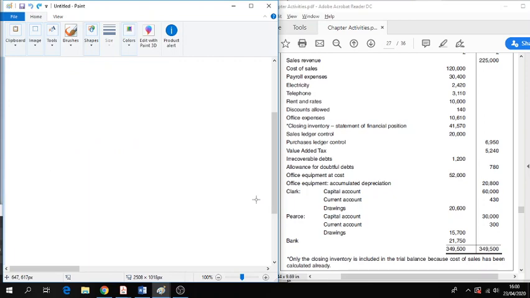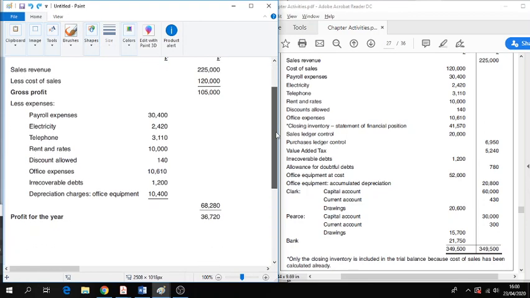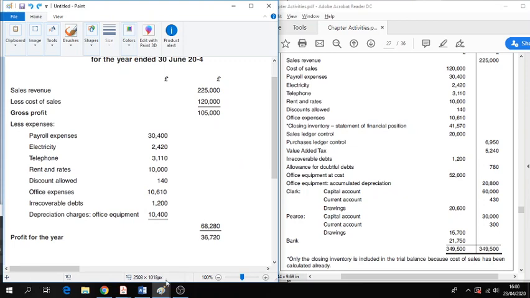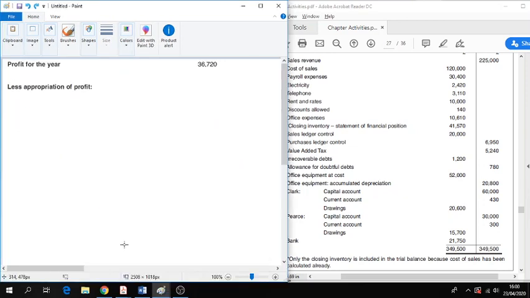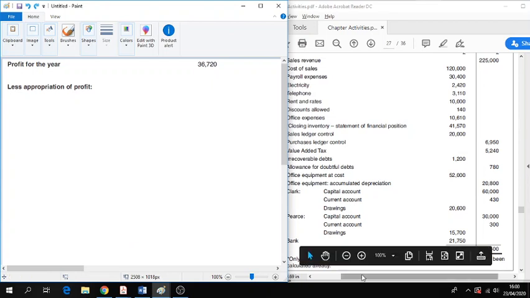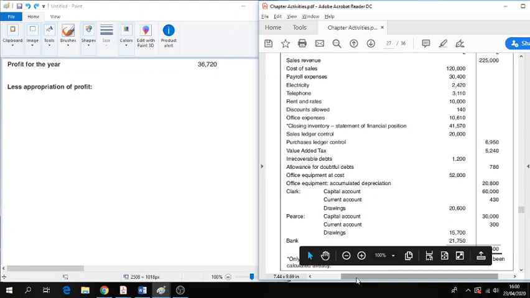Oops, not sure what's happened there. I may have done appropriation on another tab. Yes, I have. Okay, so let's just realign, making sure I can see everything.